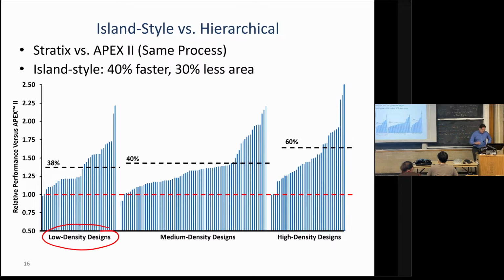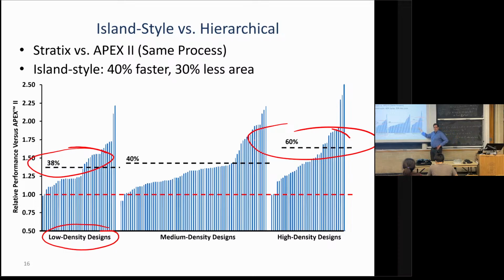This is like circuit by circuit, what performance improvement did we get with Stratix, like its island-style architecture versus Apex 2, the hierarchical-style architecture. And it was a lot. It was, from 38% for the smaller designs to an average of 60% for the bigger designs. And clearly, the bigger designs are the future, right? It's going to be even bigger ones out here. So if you average this, it's 40% faster, but if you weight it towards the biggest ones, even more. Not shown on this plot is that at the same time, it was 30% smaller.